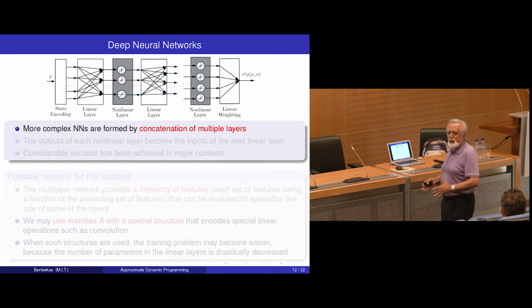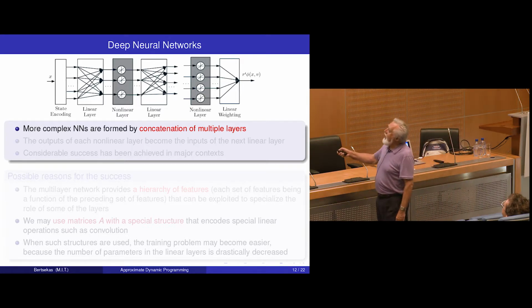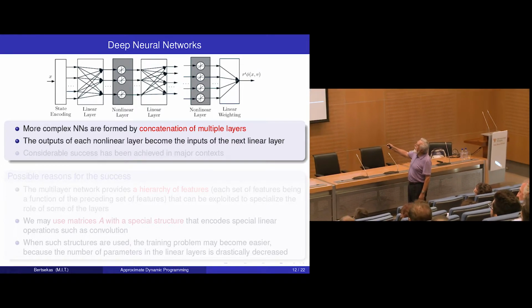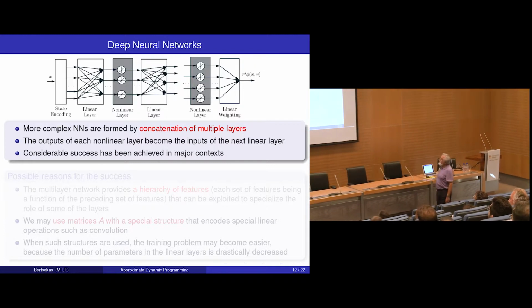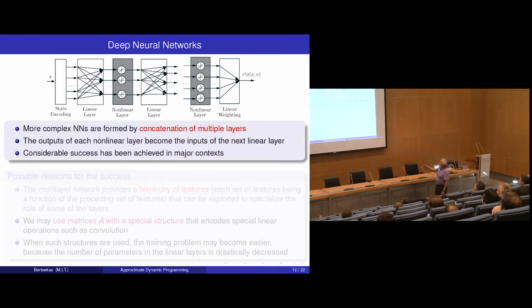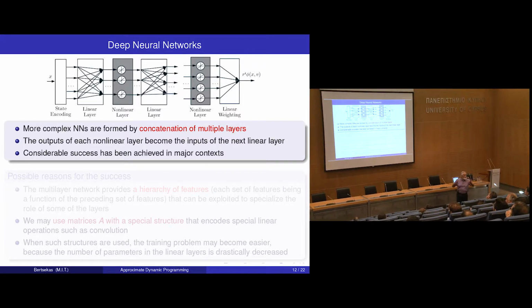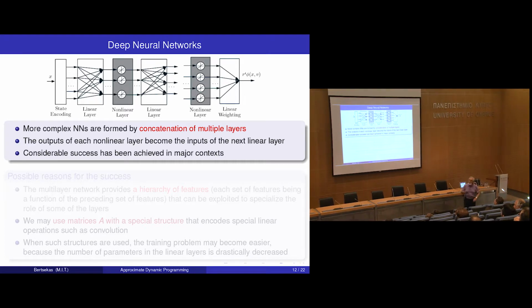Perhaps people that have special insights into subproblems have a better understanding, but generally speaking, there's no theory that says a deep neural network is better than a shallow neural network. Just experientially, they work better for some problems. Okay, so we have a concatenation of multiple layers. The output of each nonlinear layer becomes the input of the next linear layer, and that's how it looks. Now, the linear layers may have some special structure, for example, a sparsity pattern. They may be convolutional, they may be enhanced certain operations.